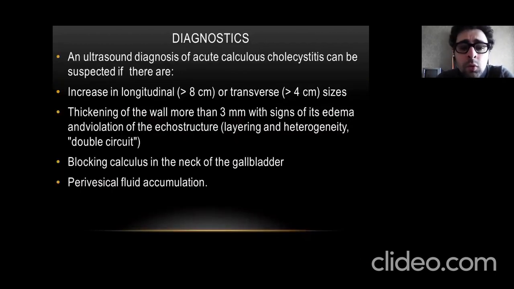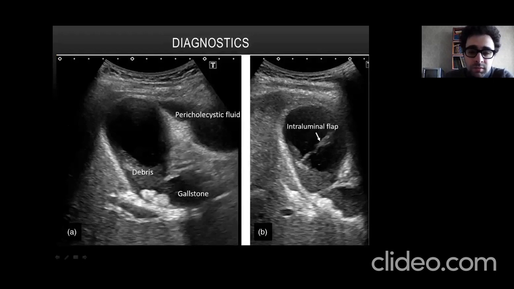Diagnostics. What will you see on ultrasound? You will see gallstones firstly, then thickening of the wall more than 3 millimeters. This is a specific sign of inflammation of acute cholecystitis. Increasing of longitudinal and transverse size. From these symptoms, remember the thickening of the wall more than 3 millimeters. This is very important. Look here, gallbladder with intraluminal flap, and here gallstones and pericholecystic fluid.